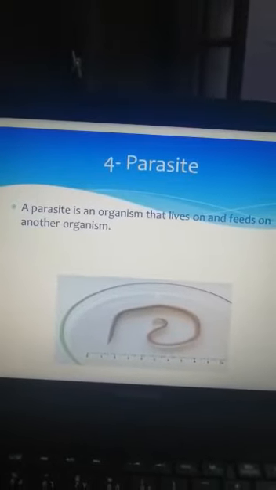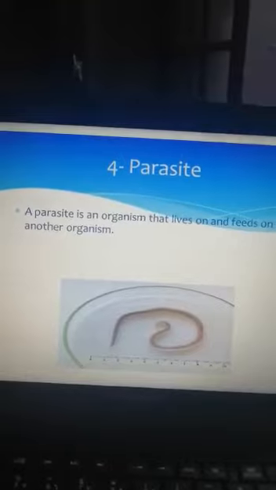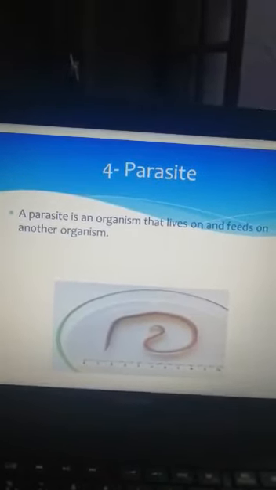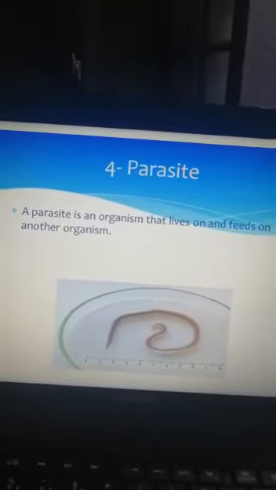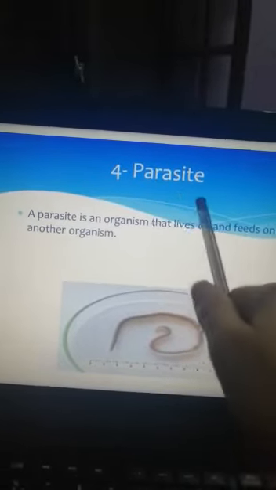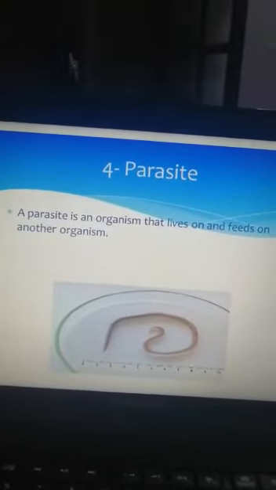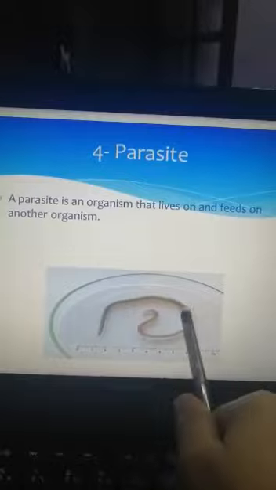Number 4, which may cause infectious disease, parasites. A parasite is an organism that lives on and feeds on another organism. Like what? Like a scarce worm.